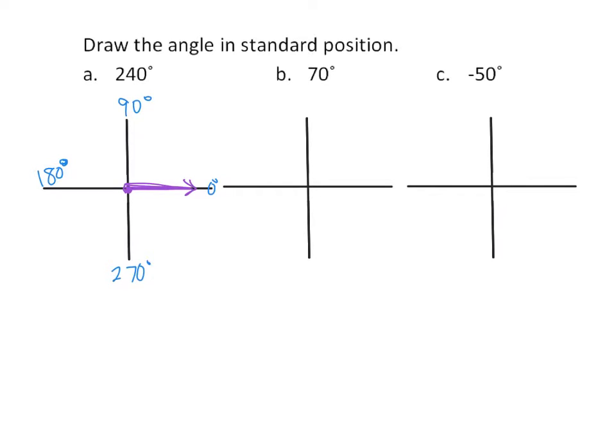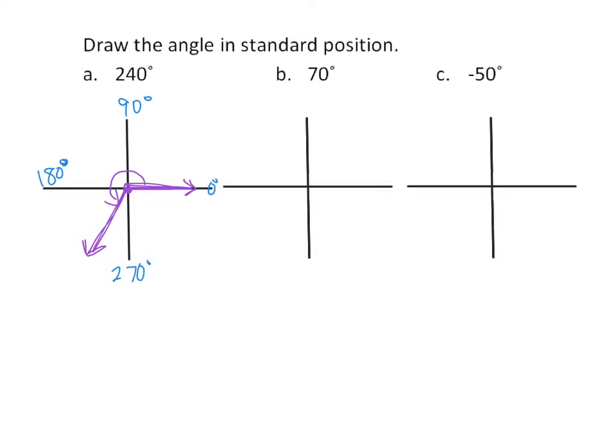Where would 240 degrees be? Well, 240 degrees would be in between 180 and 270, of course. If you think about halfway in between them, you'd have to add 45 degrees onto 180, and that would be 225. So we know 240 will be greater than halfway, greater than 225, so it's going to be over in this region here. We'd have to add exactly 60 degrees onto the 180 to get to 240. So our angle in standard position is right here.